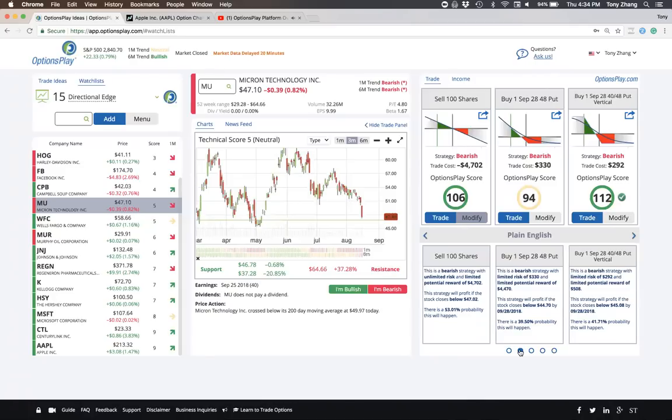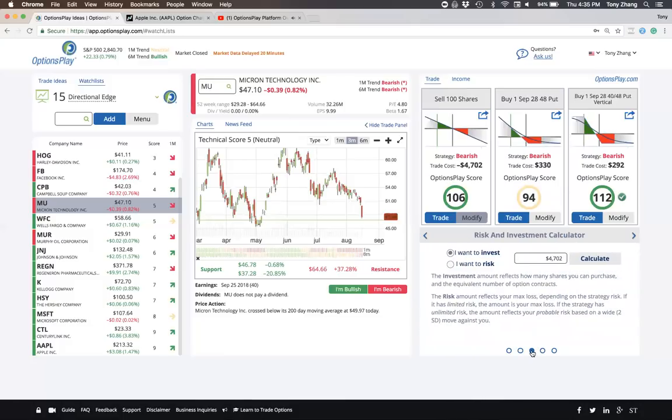So we have a plain English tab designed to give you a better understanding of what a put vertical is if you've never traded a put vertical before. We have a risk and investment calculator that allows you to say, well, what happens if I'm willing to risk $2,500 on this trade? How many contracts can I buy? So that you can short 53 shares, you can buy 7 contracts of the puts, or you can buy 8 contracts of this put vertical, so that you can actually calculate the appropriate number of contracts to trade.